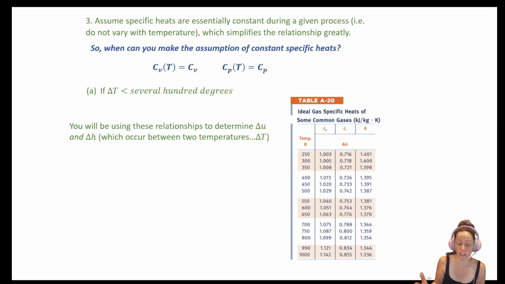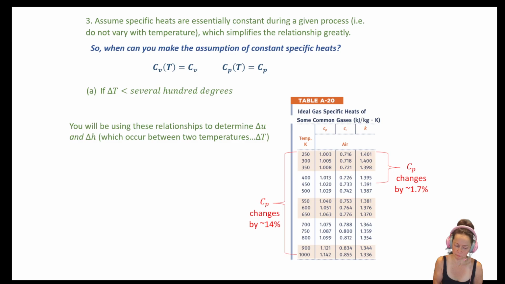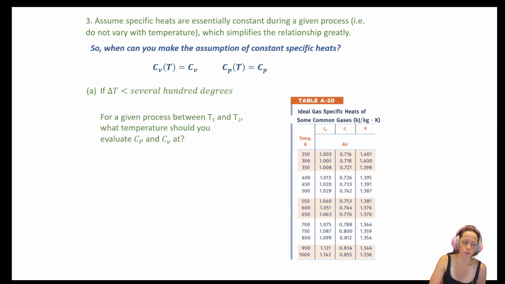So we're going to be using CP and CV relationships to evaluate delta H and delta U between two temperatures. And if we're only looking at a change in temperature of a couple of hundred degrees, it's not going to make that much of a difference. CP really only changes between 250 and 450 by less than 2%. It's not that big a difference. But if you're looking at a large temperature change, then that variability with specific heat is going to start to make a difference at some point. So if it's less than a couple of hundred degrees, it would be safe to assume that specific heats are constant.